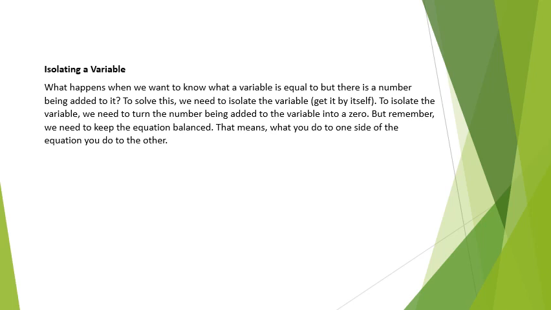So what happens when we want to know what a variable is equal to, but there's a number being added to it? To solve this, we need to isolate the variable, or get that variable or letter by itself. To isolate the variable, we need to turn the number being added to the variable into a zero. But remember, we need to keep the equation balanced. That means what you do to one side of the equation, you do to the other.